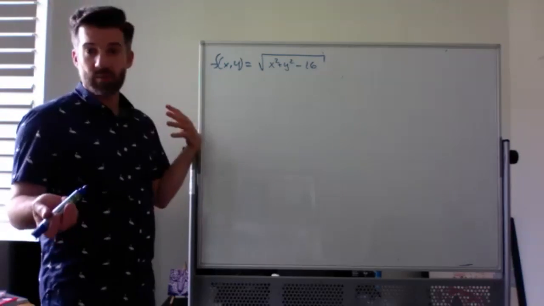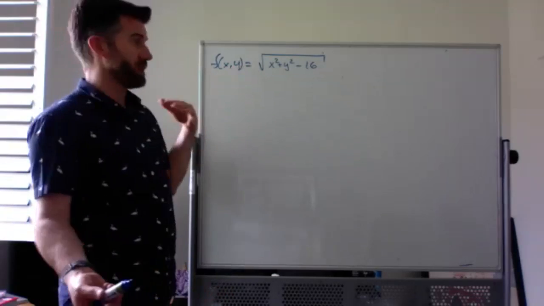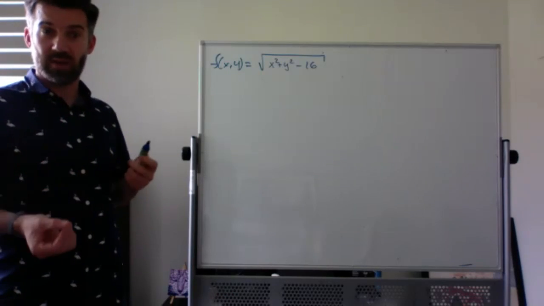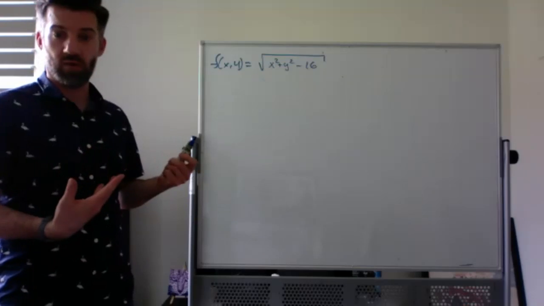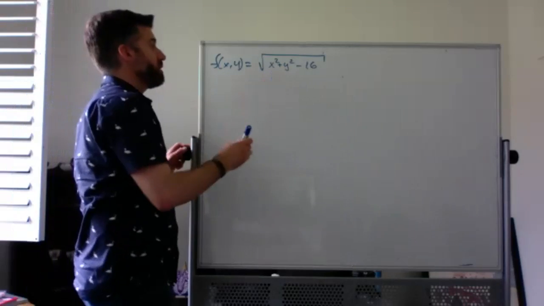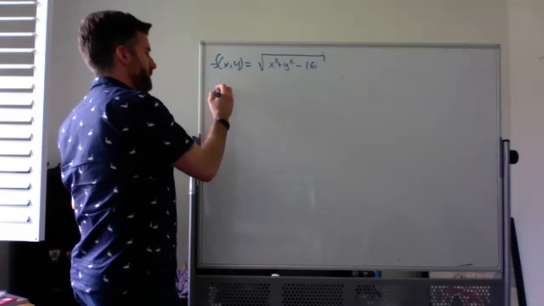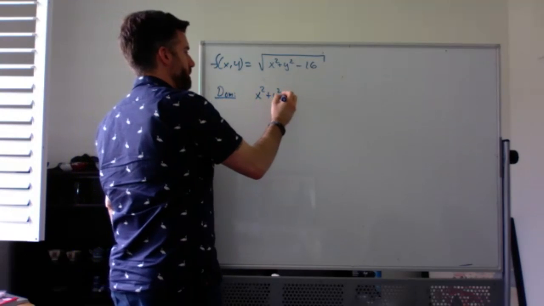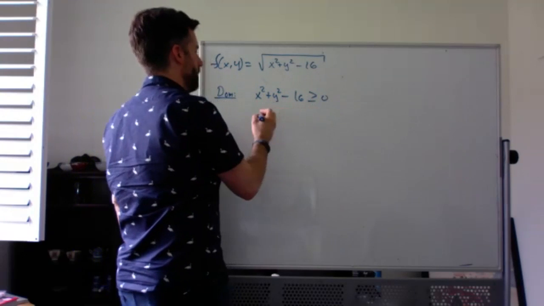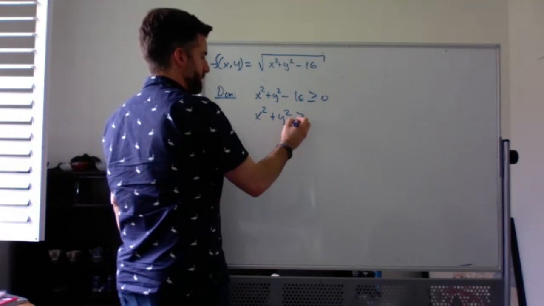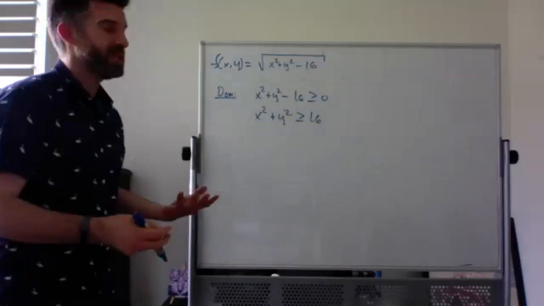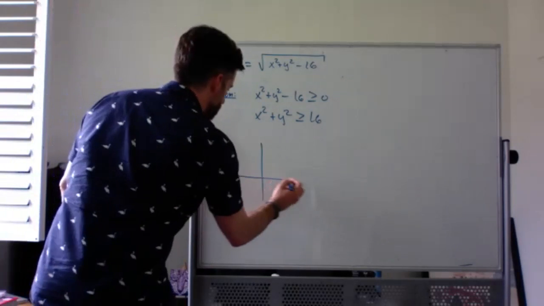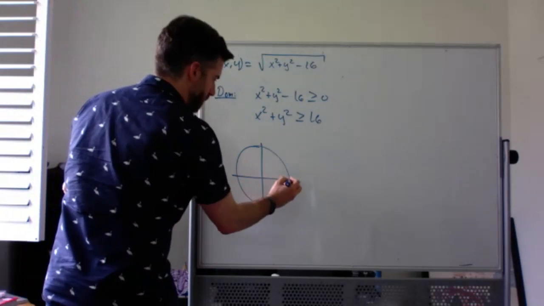That's actually something worth mentioning. Whenever your function is a square root, the very bottom the range can be is 0. You can never have a square root giving you negative outputs. For this one, same kind of deal. For the domain, we're going to say that x squared plus y squared minus 16 is greater than or equal to 0, or x squared plus y squared is greater than or equal to 16. So we still have the same kind of inequality. It's a circle again, with radius 4.